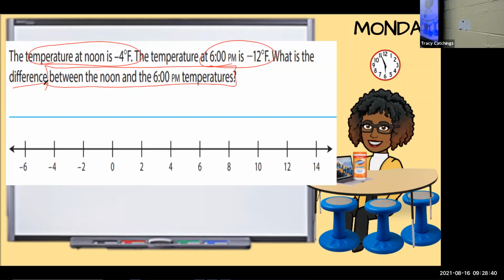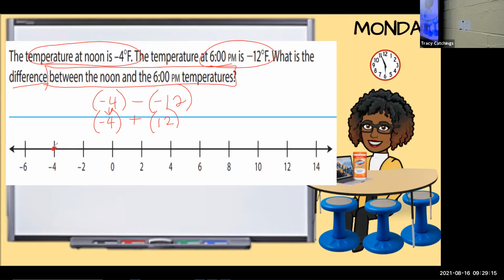Chanel pointed out the temperature at noon, the temperature at 6, and then she reread the end that said between noon and 6. Noon came first. What was the noon temperature? So that would be negative 4 minus the 6 p.m. temperature. Good job. Now, following that same process, how can we rewrite it? Negative 4 plus 12. Don't forget, the first number stays the same, plus a positive 12.